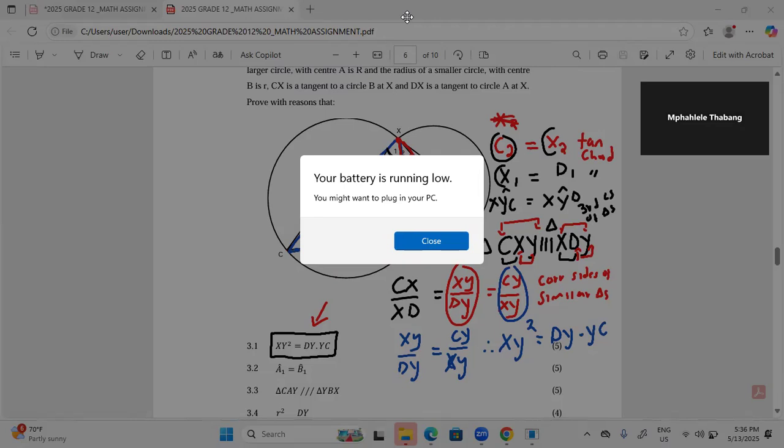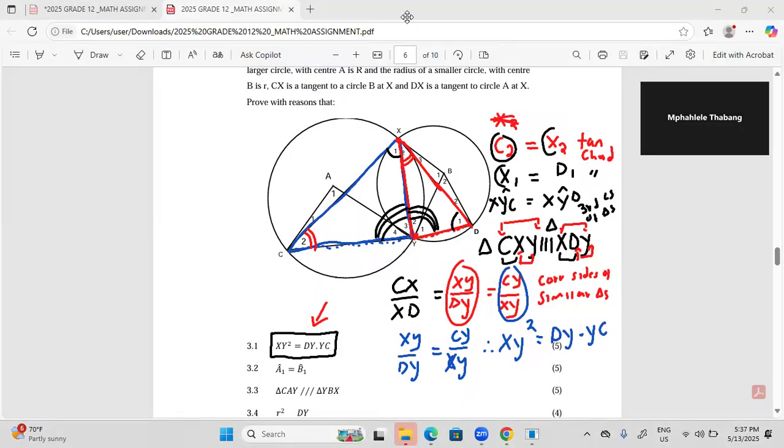Oh my God. What's happening? Bear with me, guys. I'm sorry. Imagine if all the work just disappeared after such hard work. Please say you are charging.